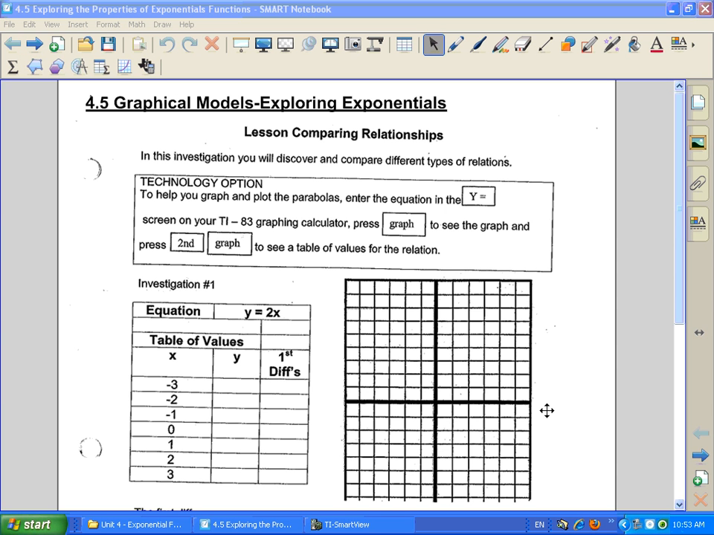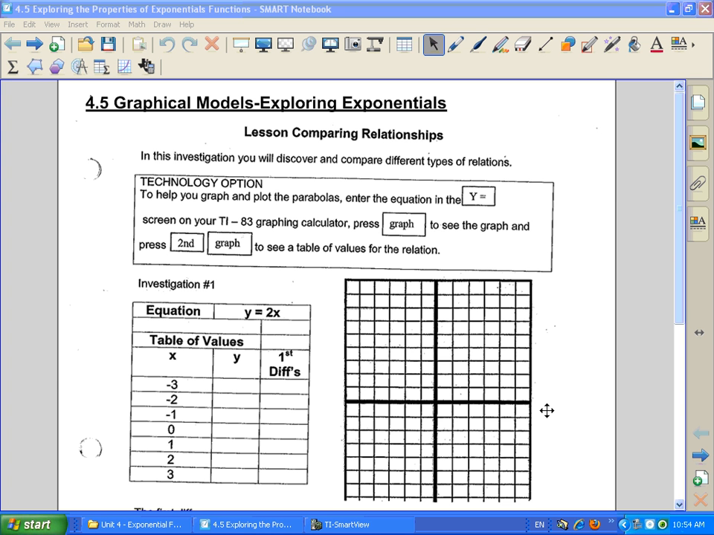Okay, class, today's lesson is 4.5, Exploring Properties of Exponential Functions. So today we're going to compare the relationship of an exponential relationship or function to a quadratic and a linear function. This is similar to what we did in grade 9, where we're going to use the graphing calculators to help us plot and discuss the differences both in the graphs and in the table of values. All right, so what you need to have, folks, is a graphing calculator open.